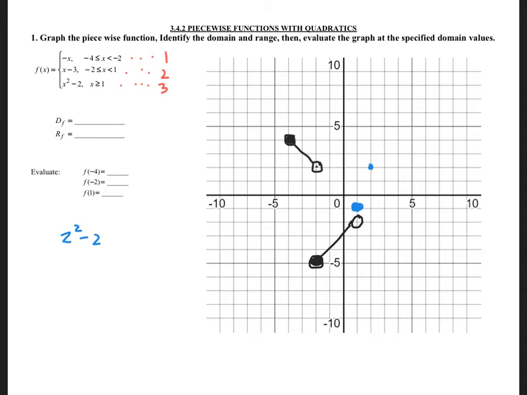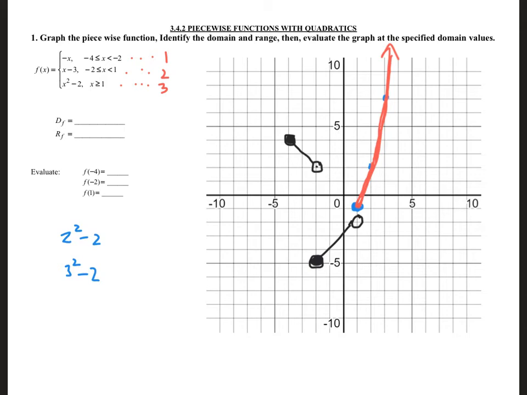What about if I plug in 3? 3 squared minus 2, so I get 7. So over there, and I don't think the other points are going to fit. Remember, this is not a line, it's a quadratic piece. Just need to join it with a smooth curve. And that's how the piecewise function is going to look.